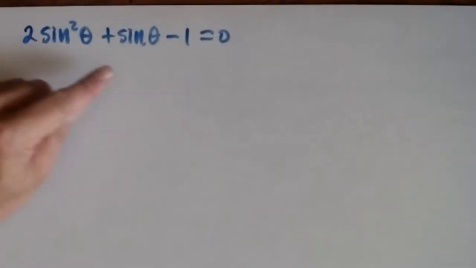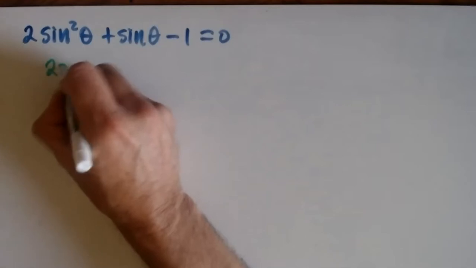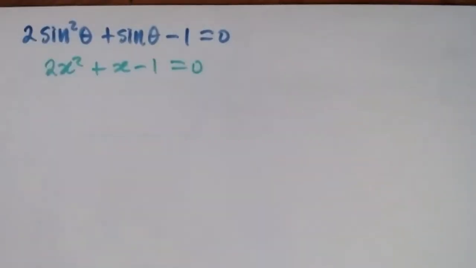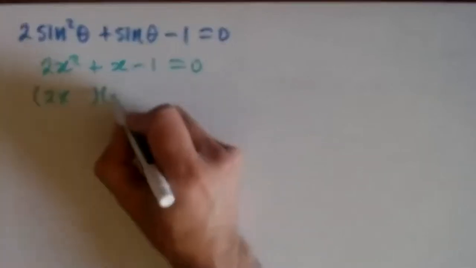I have here sine theta, sine squared, and sine. This is the same variable. So I'm going to do my trick. 2x squared plus x minus 1 equals 0. So I have to solve this quadratic for x. Oh my gosh. Let's see if we can factor something.